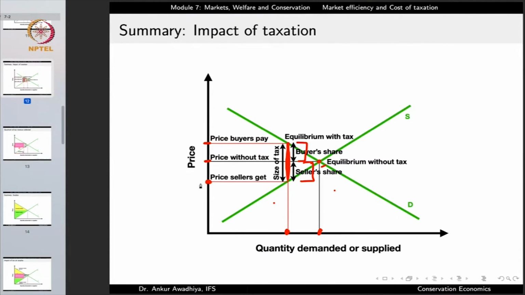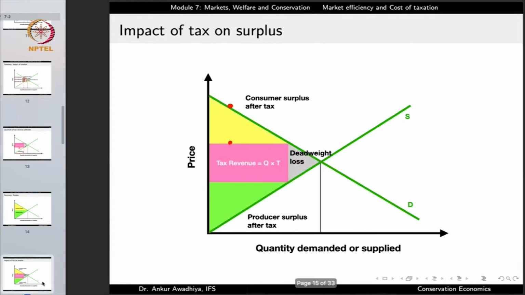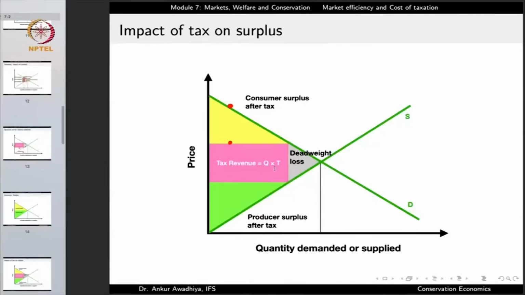Because the producer surplus is the price minus the cost of production, now the line shifts to here. Earlier this whole area was the producer surplus, but now only this small triangle is the producer surplus. So with the tax, we have a reduction in the consumer surplus and a reduction in the producer surplus. But a part of the earlier surplus goes to the government in the form of tax revenue. So there is a surplus for the government.